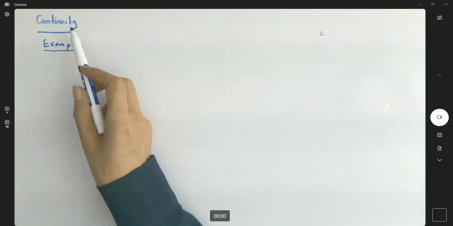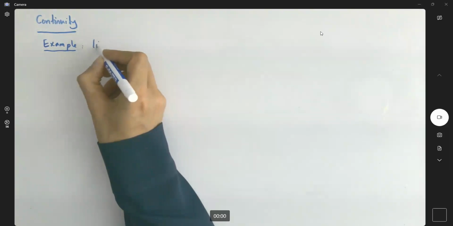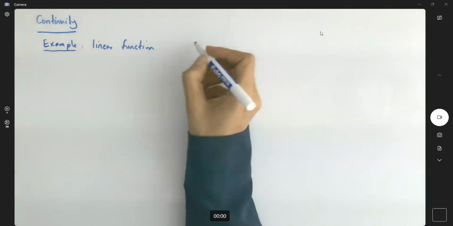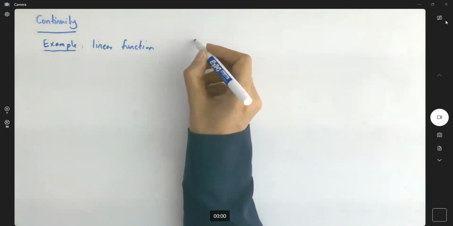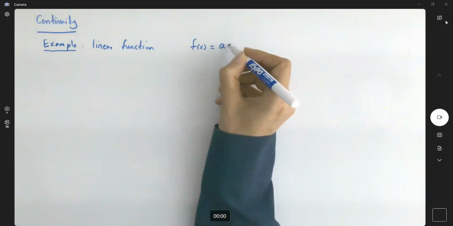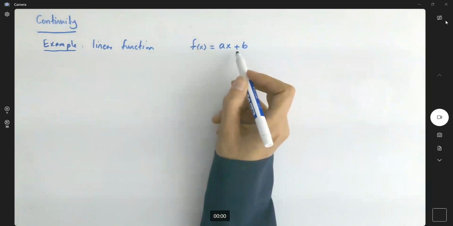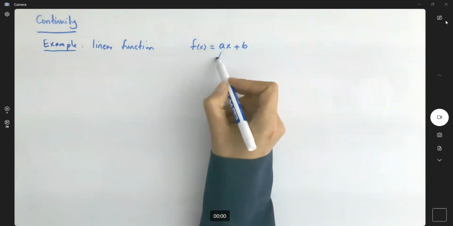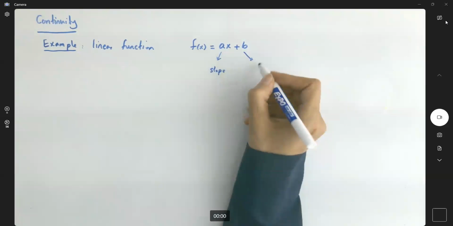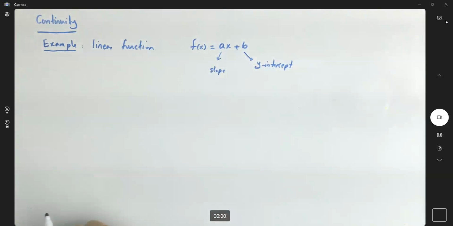Next function that we're going to discuss continuity is going to be linear function. In general, remember that any linear function is defined as f of x equals mx plus b, or ax plus b. It doesn't matter what you're using here. A represents the rate of change or the slope, and b is defined as the y-intercept. Very good.